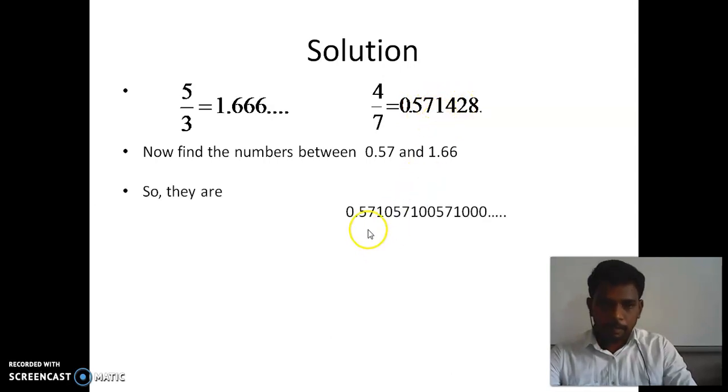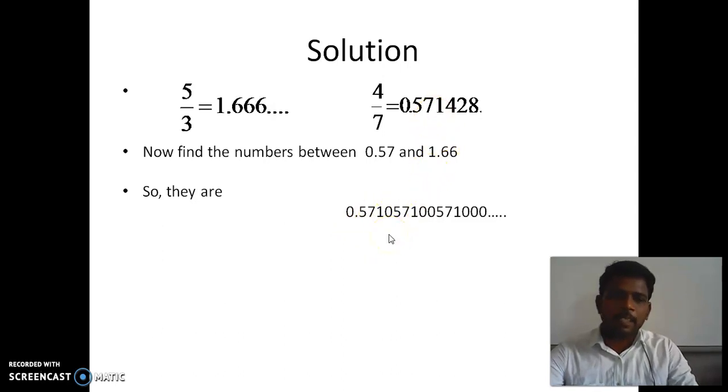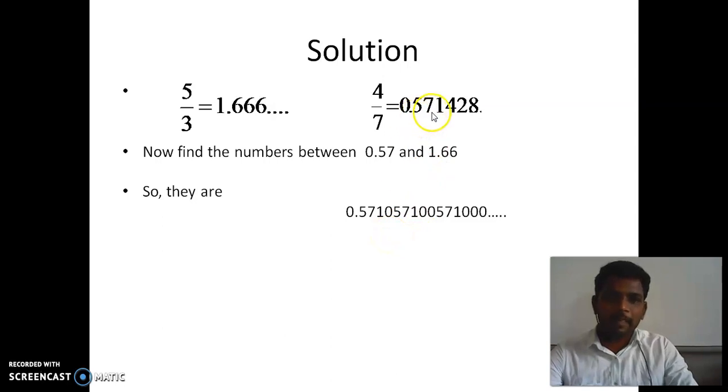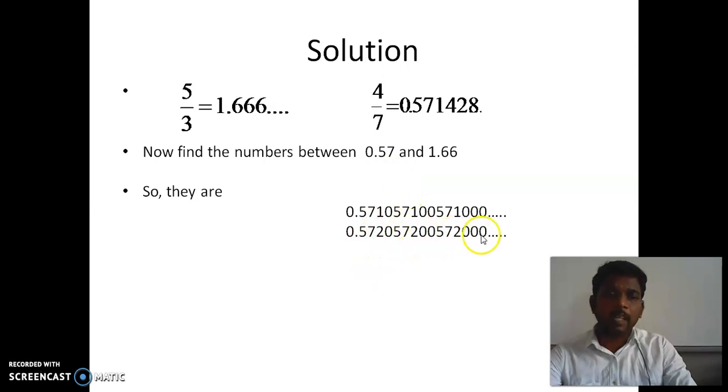Look at here, 0.71. Here actually 1 is there. You can start from 0.7572 onwards, right? So likewise 0.7205, 7200, 57200. So actually one easy method is that you can write the first 3 digits or first 2 digits, and then you can repeat the set of numbers with a different number of zeros.